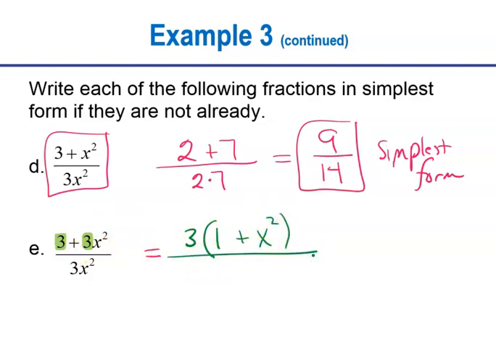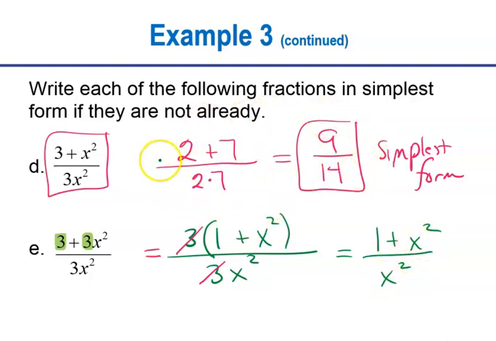Again, do me a favor, use the distributive property in reverse to make sure that's right. So 3 times 1 is 3. 3 times x squared is 3x squared. We're good there. In the denominator, I'm not doing anything to that because that is all multiplication already. You'll notice that this 3 cancels with that 3, and that gives me the result 1 plus x squared divided by x squared.